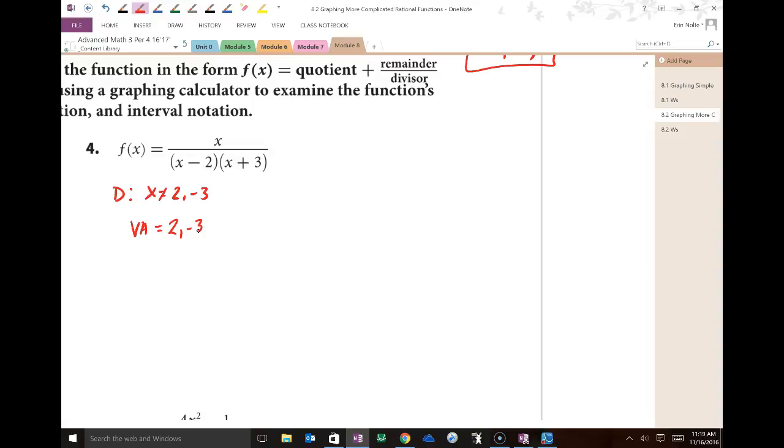How do we not have vertical asymptotes? When do holes occur? When they cancel. So is there anything on the top that's going to cancel with something on the bottom? No. No canceling, straight up vertical asymptotes. There are no holes in this graph.